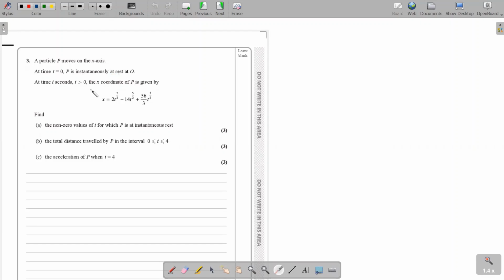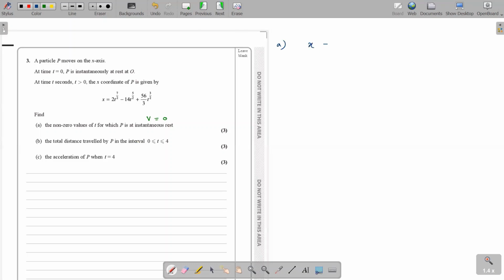At time t seconds, where t is greater than 0, the x-coordinate of P is given by this formula. Find the non-zero values of t for which P is at instantaneous rest. Okay, when we talk about instantaneous rest, what do we consider? We consider velocity. When you are at instantaneous rest, your velocity will be 0. So basically what you do is you take the displacement equation and you create your velocity.